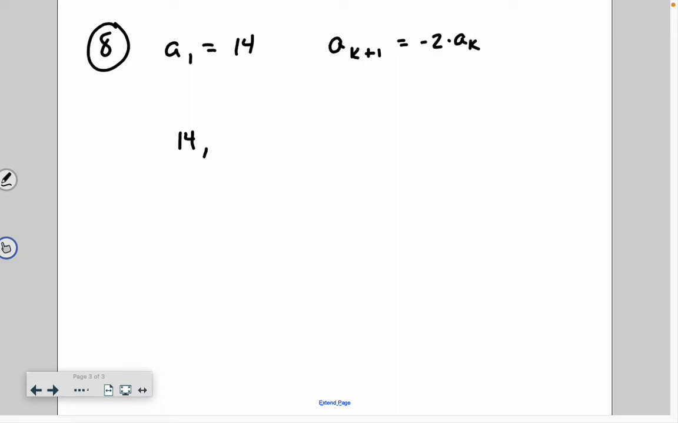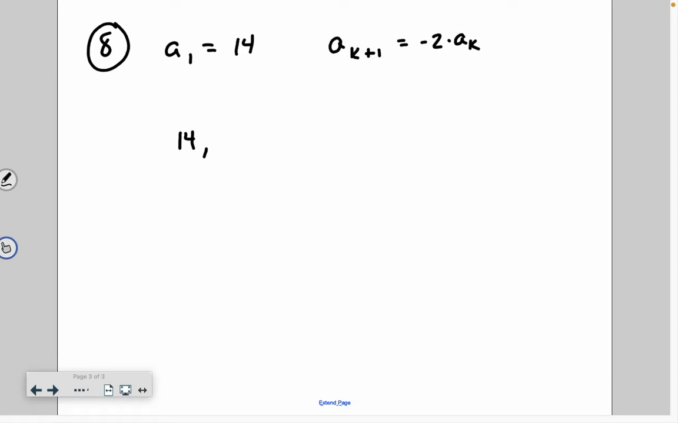If this is the k plus first term, where is the k term in relation to that? It's the one before it. K plus 1 is the one after. So here's what this says, and then I'll plug in some numbers so you can see it. This says to find the next term, k plus 1, the next one, you take the term before it and multiply by -2. That's all this says mathematically. To get the next term, you take the term before it times -2.